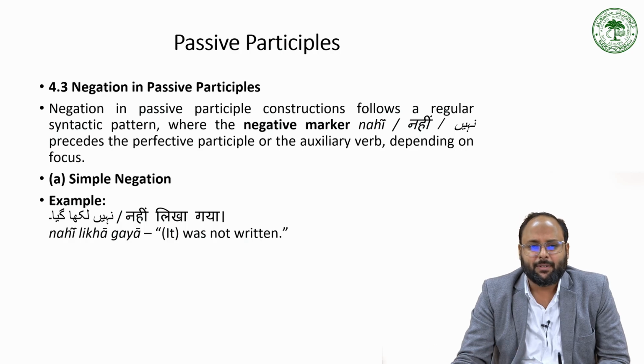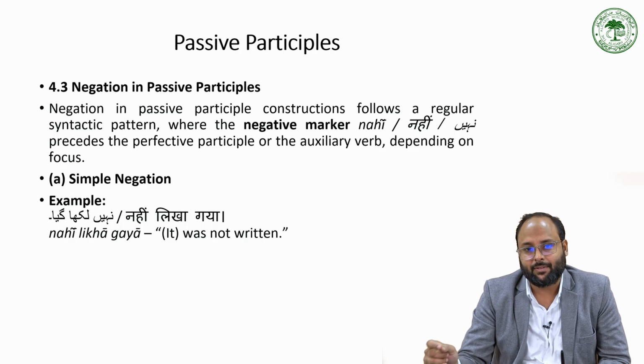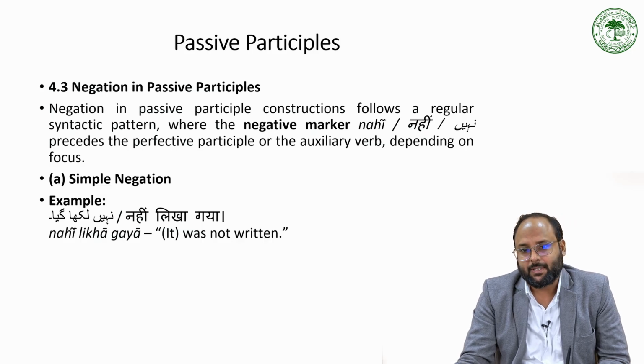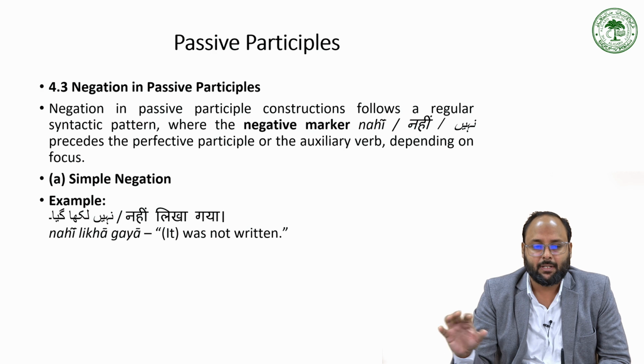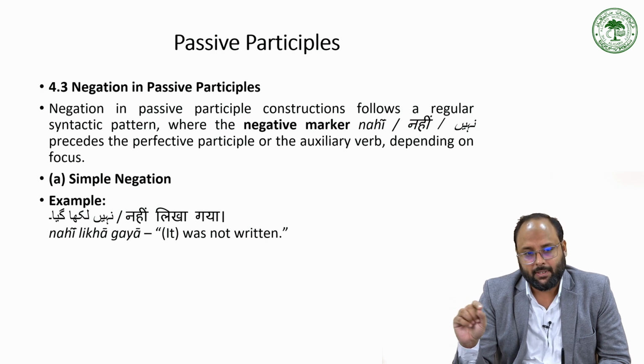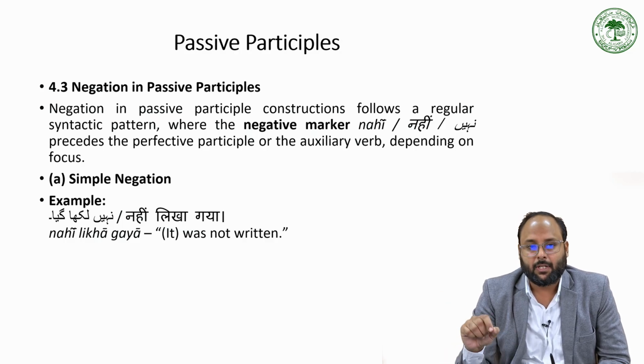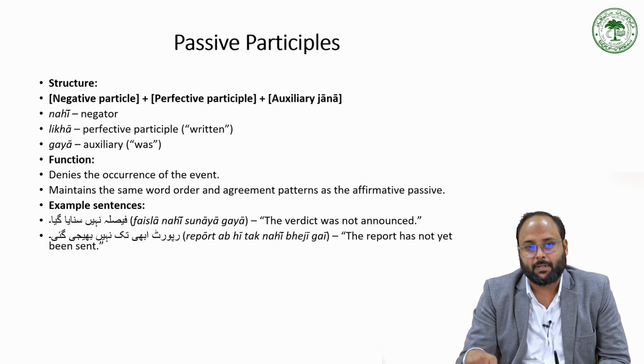Sometimes in negation we can say नहीं लिखा गया, खत नहीं लिखा गया. So it survives negation also, the passive participle. Negation in passive participle construction follows a regular syntactic pattern where the negative नहीं precedes the passive perfective participle or the auxiliary verb depending on the focus. Like in simple negative नहीं लिखा गया, like खत नहीं लिखा गया, या we can say राम के जरिए खत नहीं लिखा गया. So that is the regular negation we have in the passive participle.